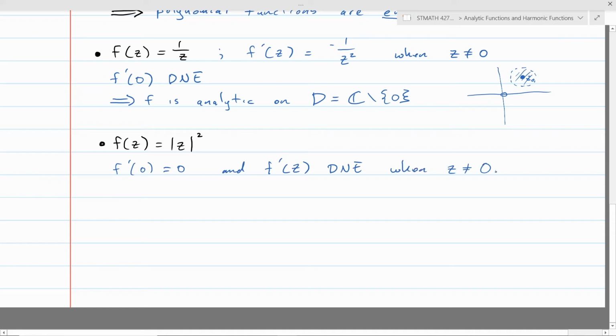It does have a derivative at 0, but we can't say that this function is analytic at 0, because to be analytic at 0, it would need to have a whole neighborhood around 0 where it is differentiable, but it's not. It's only differentiable at that one point. So f here is nowhere analytic, not even at 0.